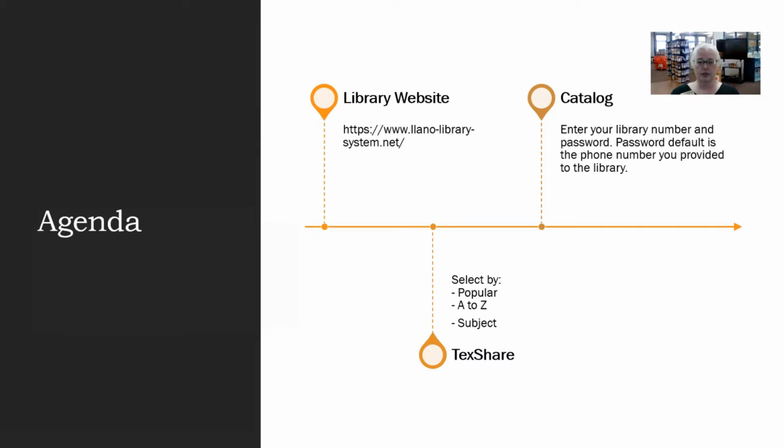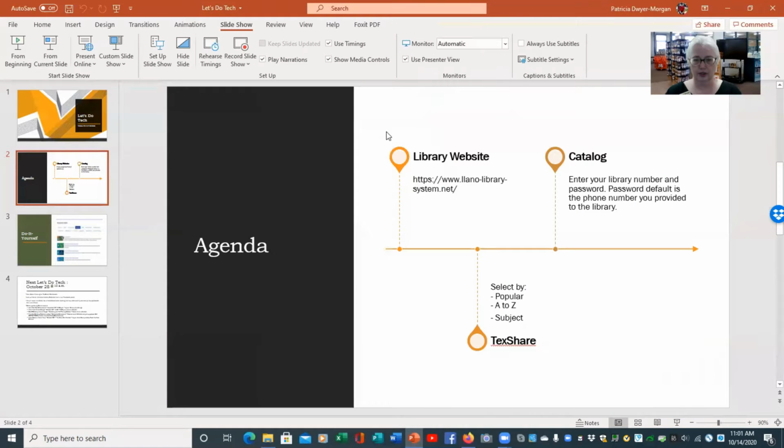Once you're in the database, you'll see you have several ways in which to select what you're going to be doing, either popular, A to Z, or subject. So I'm going to get out of this for a second, and we are going to go down to the database.